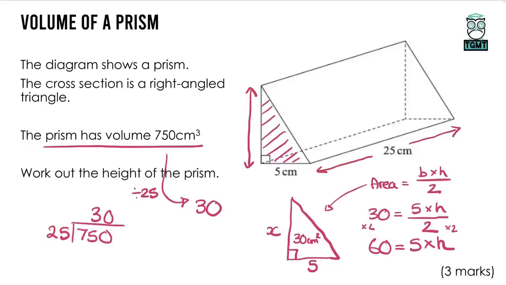So what number times 5 makes 60? Or 60 divided by 5 is 12. So h has to equal 12, or 12 centimetres. So there we go, the height of the prism has to be 12 centimetres, using a bit of reverse volume there, dividing the volume by the length that the cross-section goes through the shape, and then applying a bit of area of a triangle to figure out that missing piece.